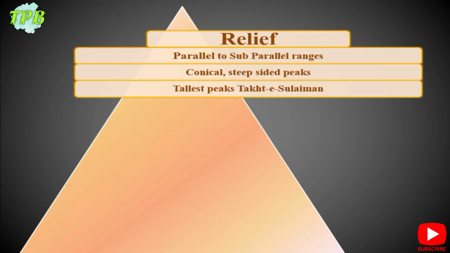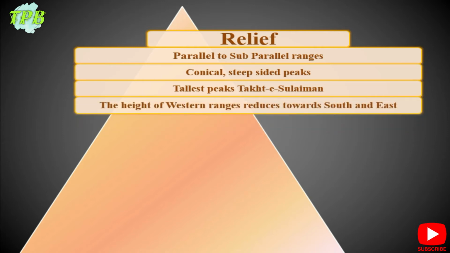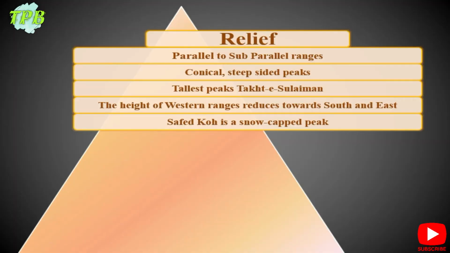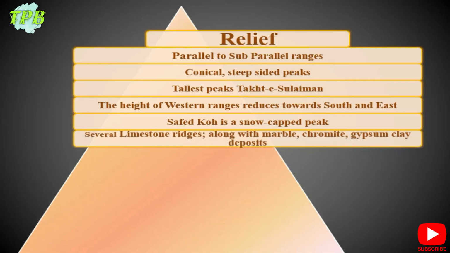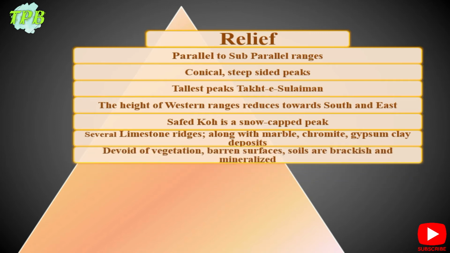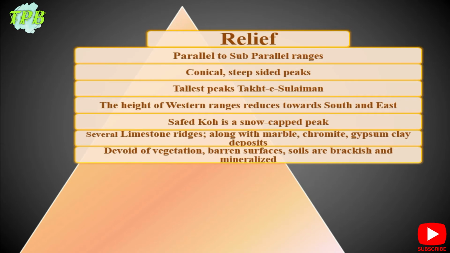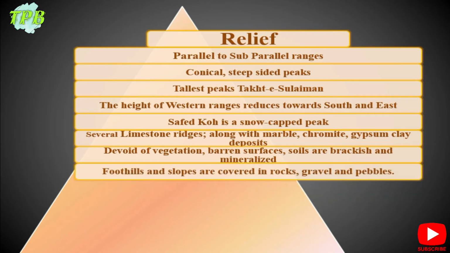The height of western ranges reduces towards the south and moving towards the east. It means that these ranges are taller in the northern part and the western part of the ranges. Safed Ko is the only snow-capped peak in this range. There are several limestone ridges along with marble, chromite, gypsum and clay deposits located here. This area is highly mineralized. The land is devoid of vegetation. Barren surfaces are present and soils are brackish and mineralized. The foothills and slopes are covered in rocks, gravel and pebbles.